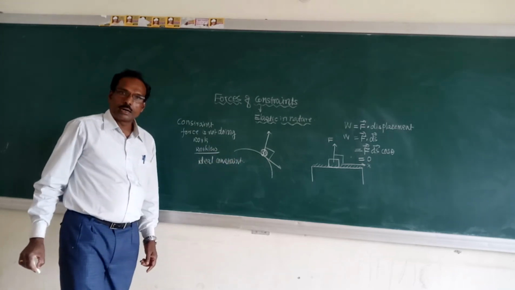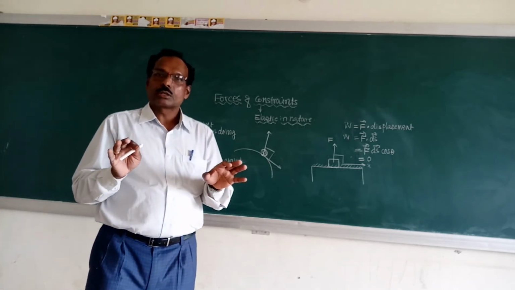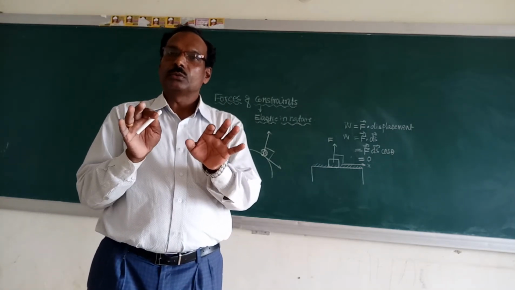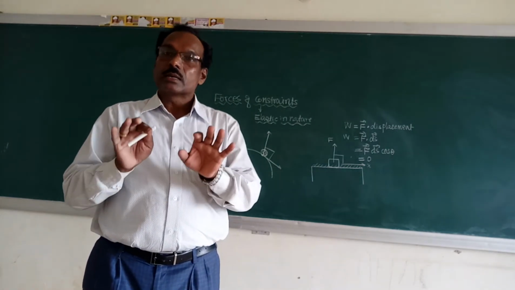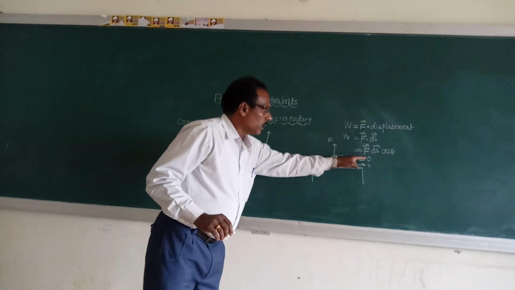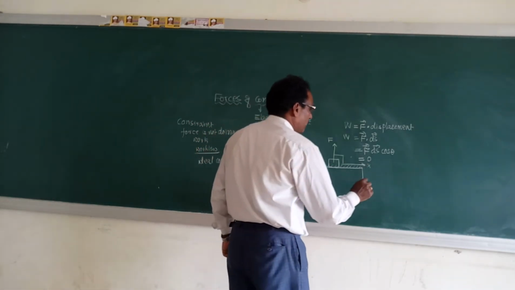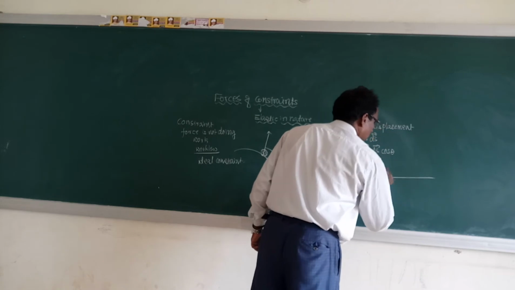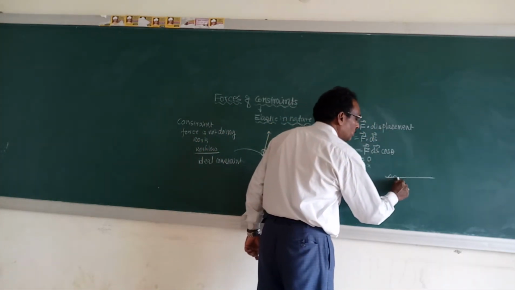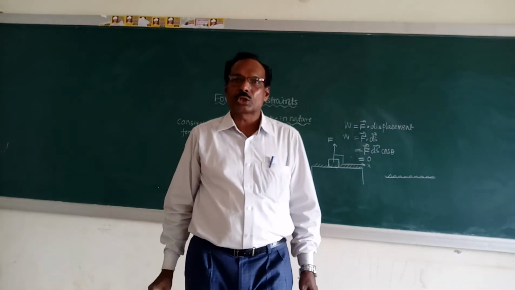This is the ideal constraint, but these constraint forces will not always do zero work. That means sometimes they do work. It is not ideal all the time. For example, I have here a horizontal surface, and say this surface is not smooth, and is having some friction.